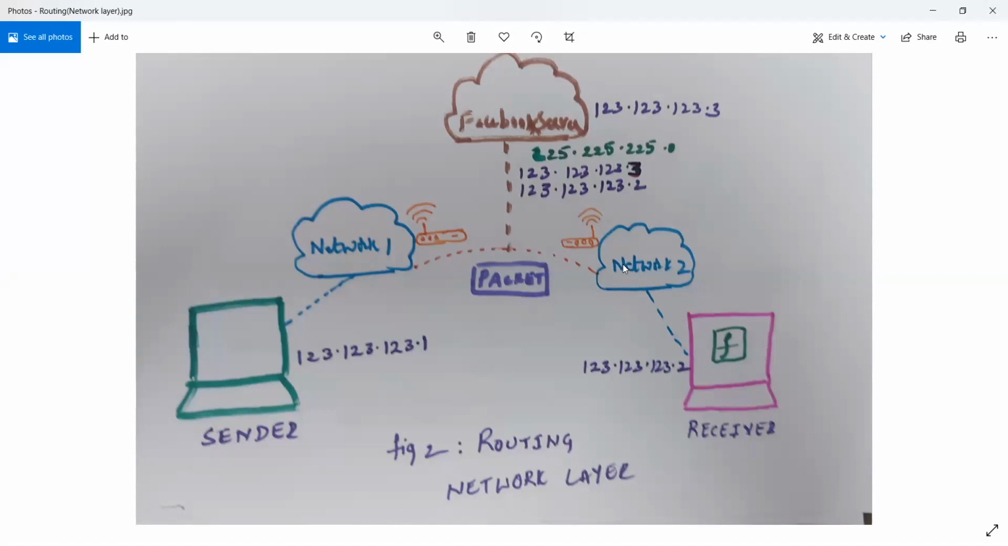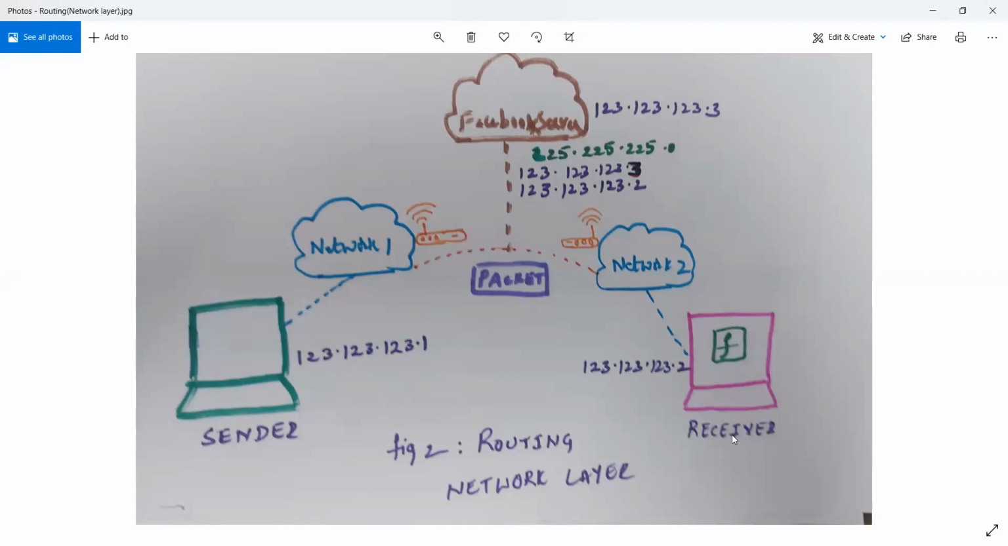Okay, so here the IP address: a unique IP address for every host in the network. Here the IP address is 123.123.123.1 for this sender, or simply computer A. Look here: 1, 2, 3 is one group, again 1, 2, 3 the second group, 1, 2, 3 the third group, and 1 is the fourth group. So there are 4 groups of numbers and each is divided by a dot. This is the IP address of the sender.